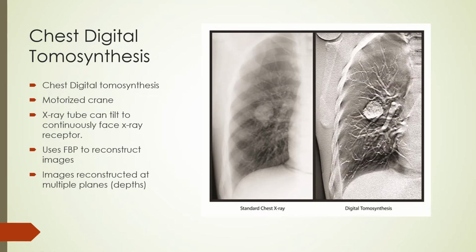On this slide, we have a digital tomosynthesis image of a chest compared to a standard single view chest image. The digital tomosynthesis image shows superior in-plane resolution. Chest digital tomosynthesis uses all the same elements of a regular chest radiographic system, except that a digital tomosynthesis system has a motorized crane that allows the X-ray tube to be tilted at an angle as it is swept along a linear path so that the X-ray beam is always directed at the image receptor. The same approach of using filtered back projection to reconstruct a 3D matrix of voxels is used. Any number of images can be reconstructed at multiple depths from a single set of projection images. Each image can have enhanced contrast for the best quality.